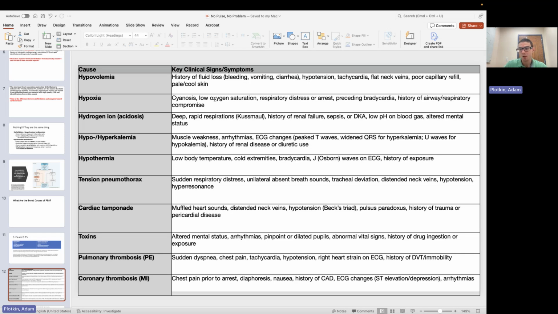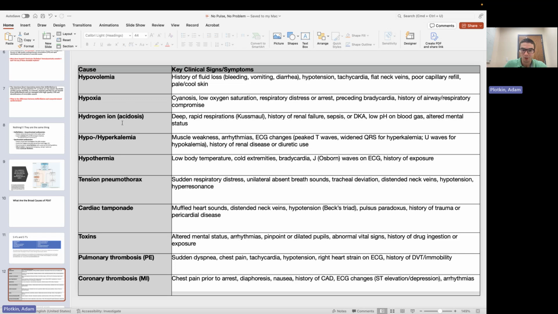Are they hypoxic? What does their skin look like, right? Are they blue? Are they blue around the lips? Are they blue around the fingers and toes? What's their oxygen saturation, right? Were they in respiratory distress or arrest prior to this PEA? Was there preceding bradycardia, right? Do they have a history of airway or respiratory compromise?